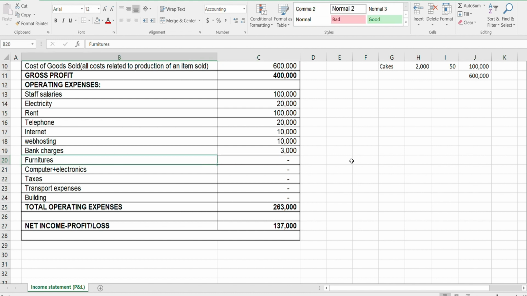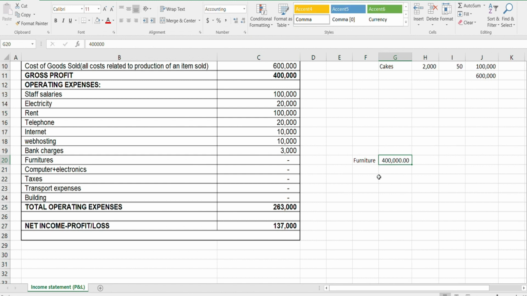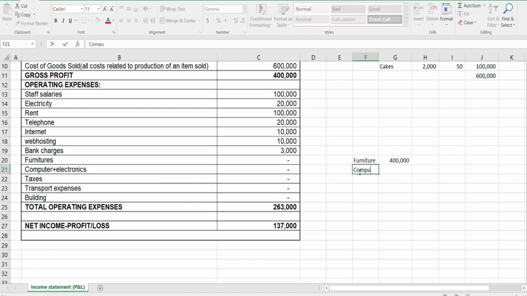For instance, for the furniture, you may have purchased furniture for around, let's say, 400,000. Those are tables or chairs. You may also have purchased a computer of, let's say, 200.